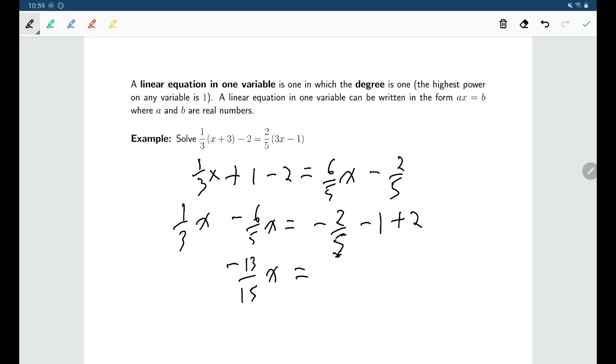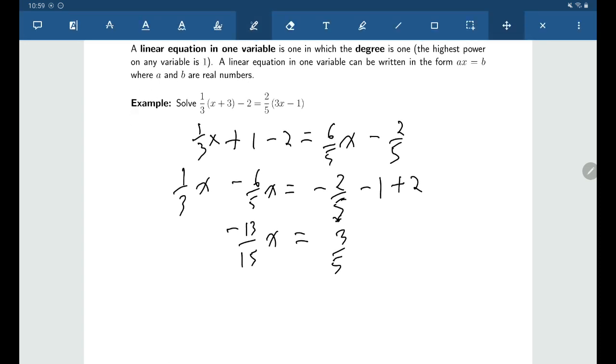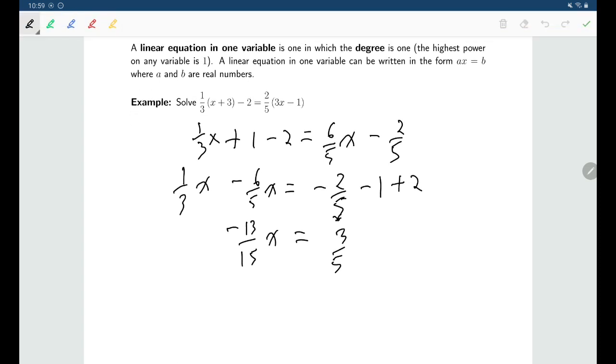positive 3/5. And then last thing that I need to do is just to solve for x, and I'll do that by dividing both sides of the equation by negative 13/15. And again, use your calculator. Don't sit around and do this all by hand.